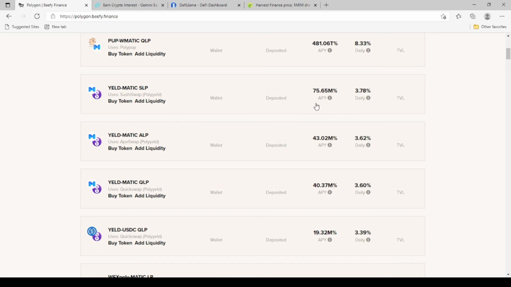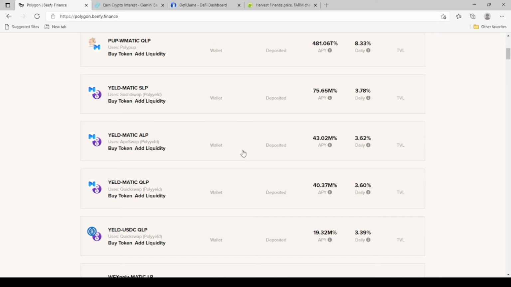So these APYs are probably not going to last very long, because the bad part about DeFi is that there are a lot of what they call rug pulls. With a rug pull, you put in your money, and then after a certain amount of time, the developers will have put some code in the project where they actually take out your money. So it's basically daylight robbery. It's just ridiculous.